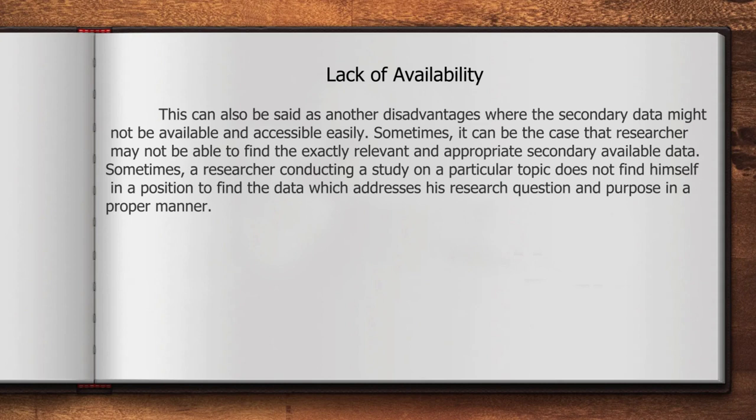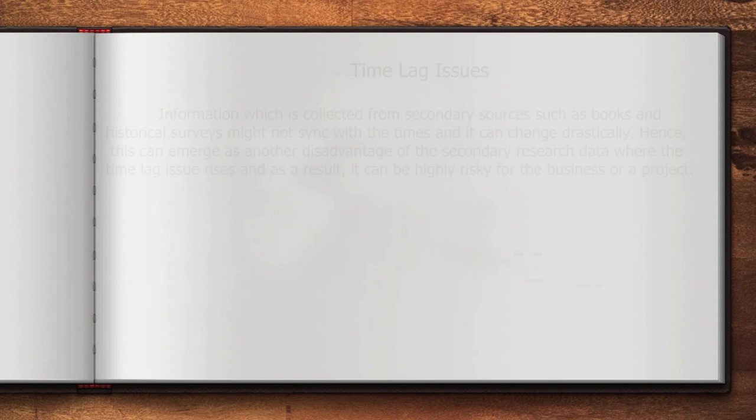Sometimes it can be the case that the researcher may not be able to find the exactly relevant and appropriate secondary data. Sometimes a researcher conducting a study on a particular topic does not find himself in a position to find the data which addresses his research question and purpose in a proper manner.